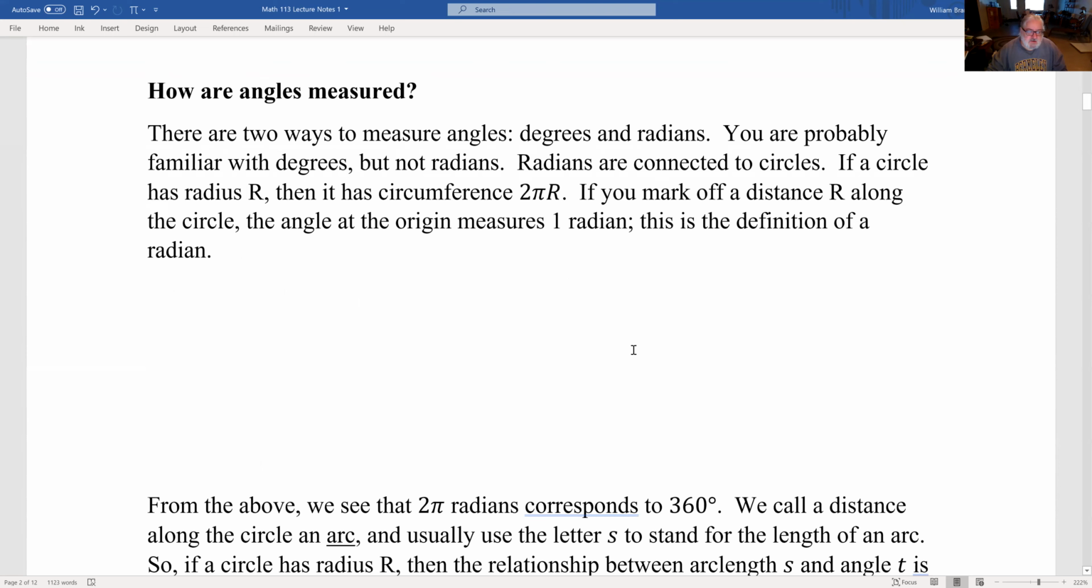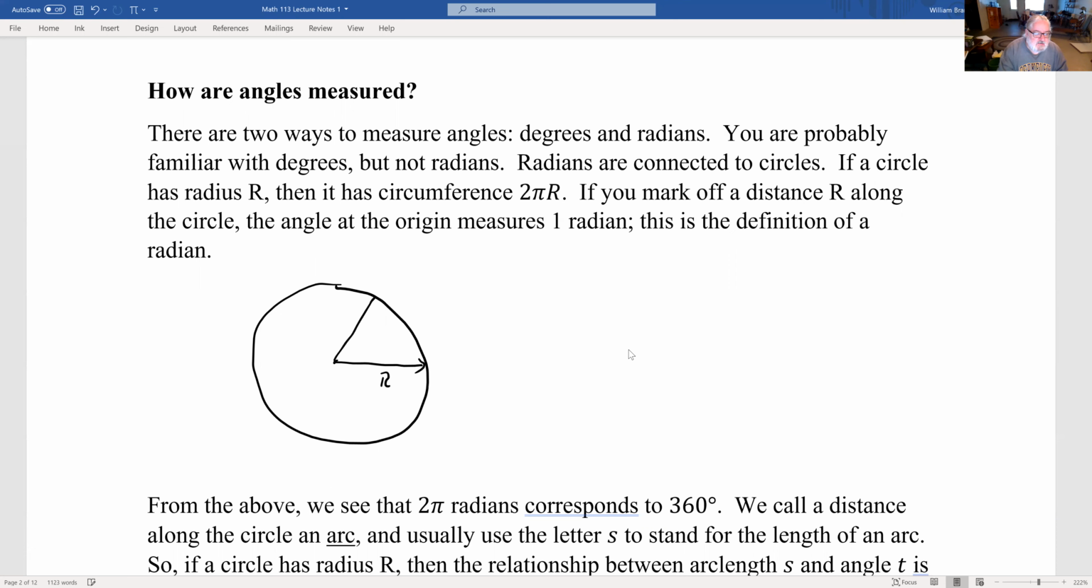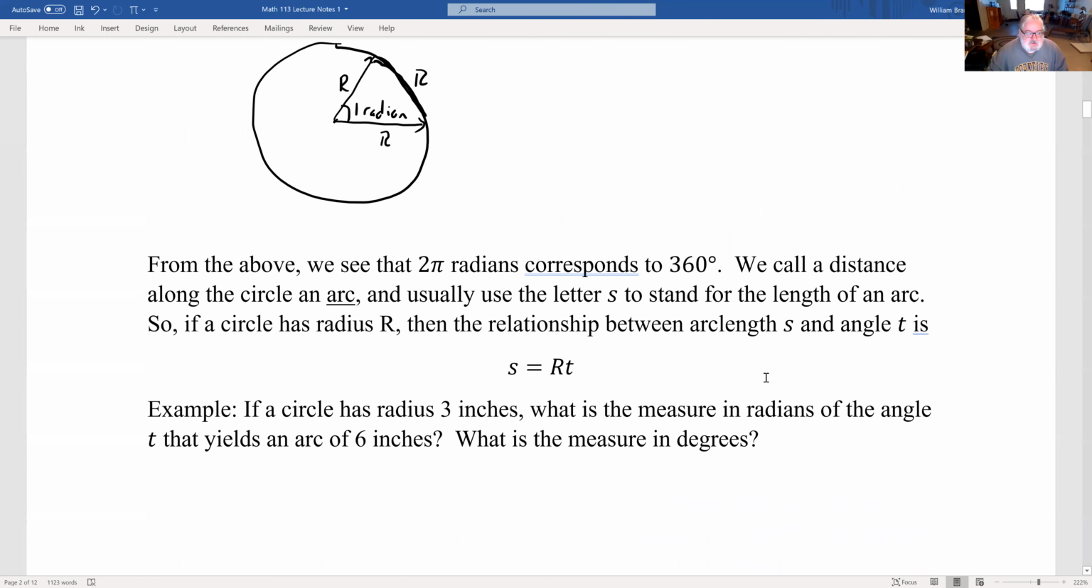How are angles measured? You can measure them in degrees and radians. You're probably familiar with degrees. Radians are connected to circles. If we have a circle and a center with radius r, then if we construct an angle so that this length here along the circle is also r, then this is 1 radian. And that's the definition of a radian. So 2 pi radians corresponds to 360 degrees.